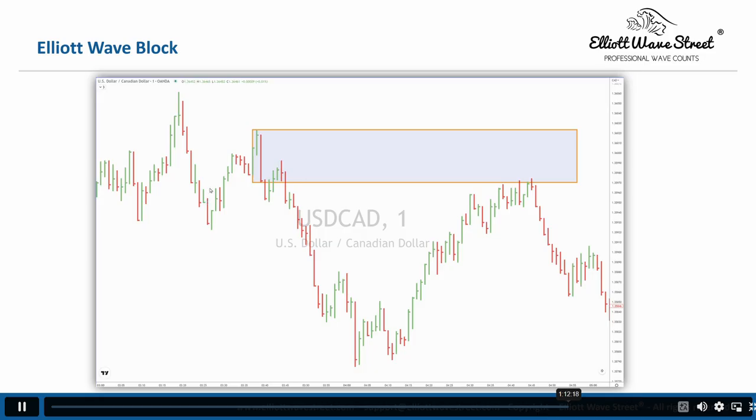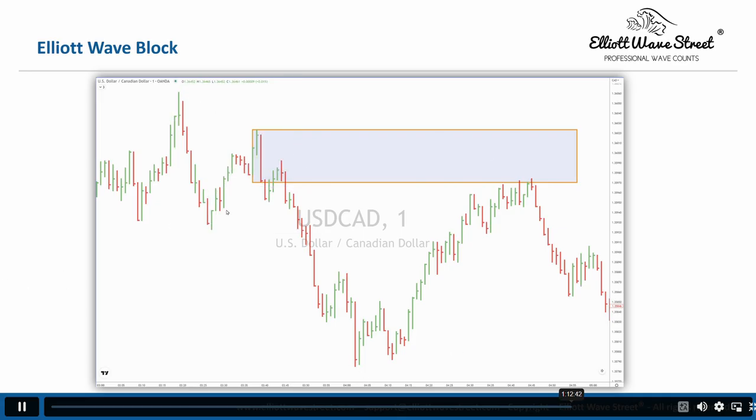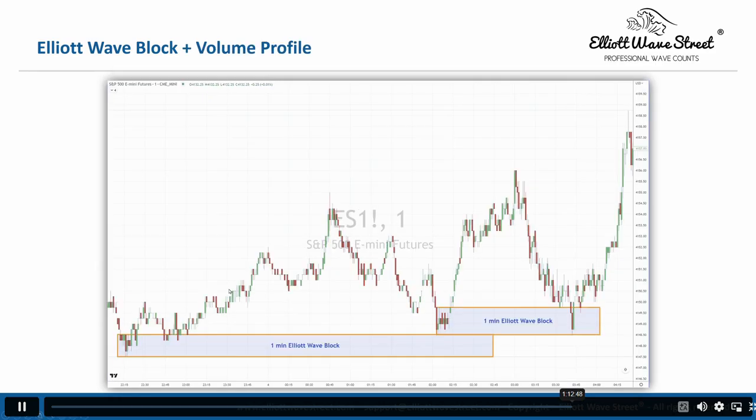Okay, let's draw the next one. Let's have a look at this area as well, right? So of course you have to be careful drawing, and we're going to check that in the other lessons, because sometimes when we start doing this technique, we start drawing tiny blocks, right? And it's important to keep it bigger, especially on these lower time frames, right? But you can start drawing all of them. Look at this example here. 1-minute chart, S&P. And this technique is fantastic for scalping.